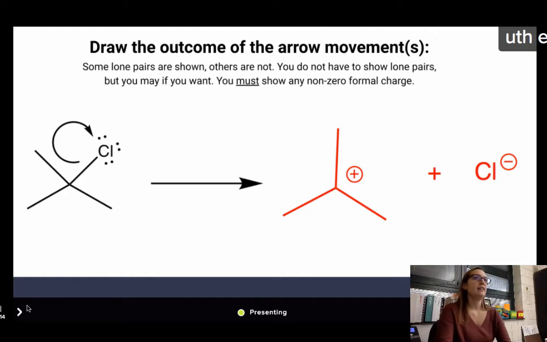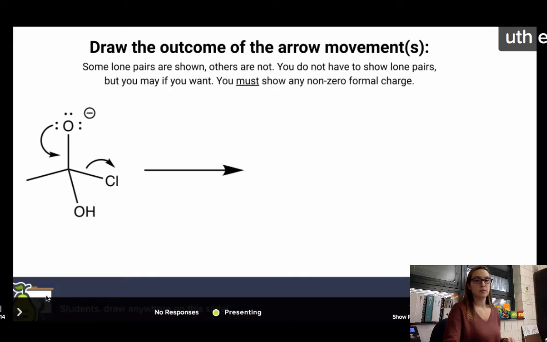So again, notice how on the answer key slide, I didn't show those lone pairs. That's okay. If you want to show them, that's okay too. But you have to show the formal charges. Make sure you get in the habit of showing those formal charges.